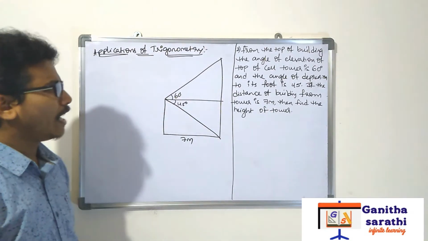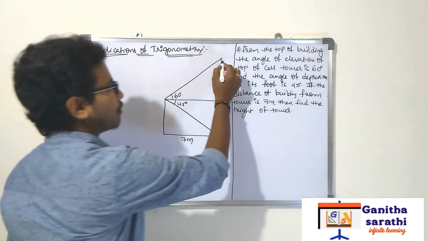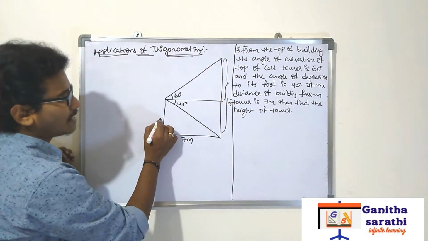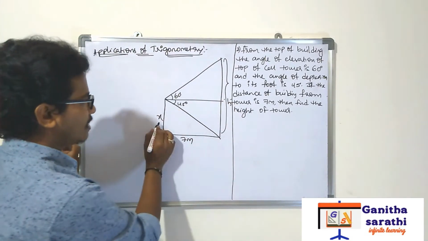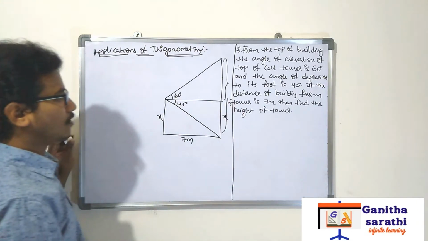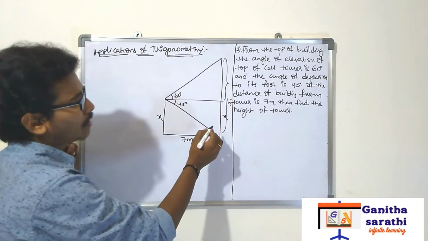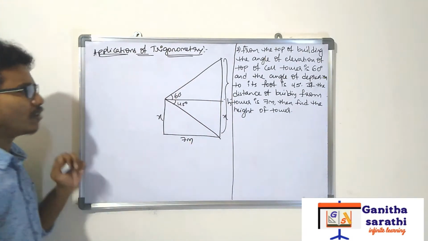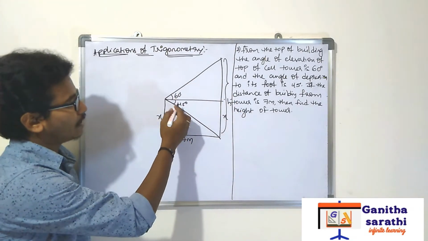We have to find the height of tower. Height of tower is this one. This height of tower we have to find. Now take this as x value. If this is x, this will be also x. Now total height will be h. Let us leave it like that.